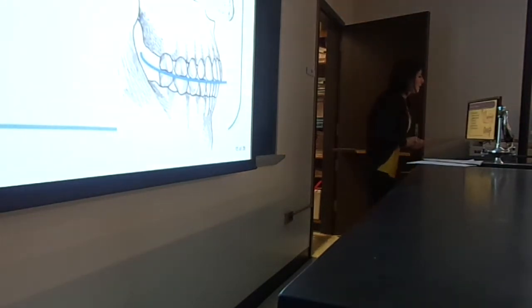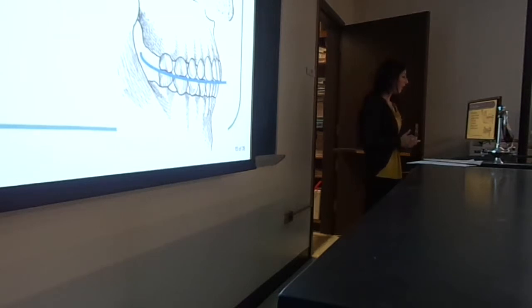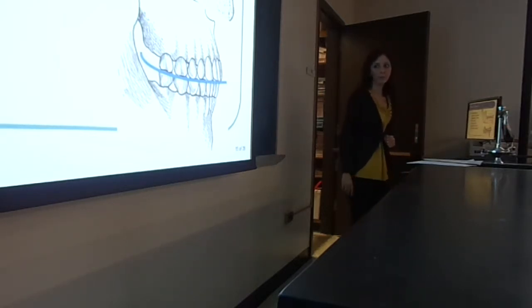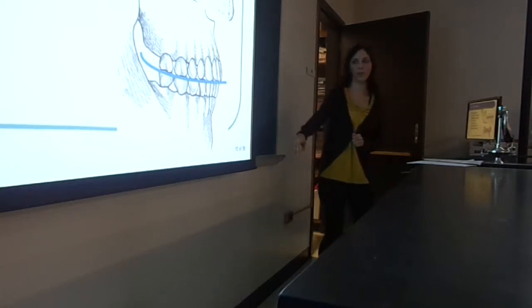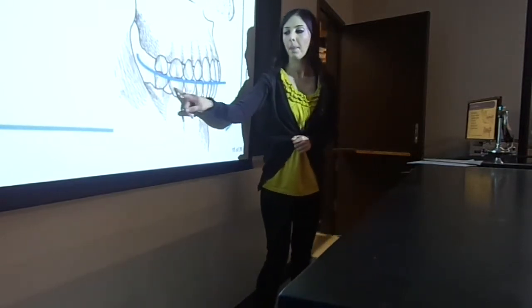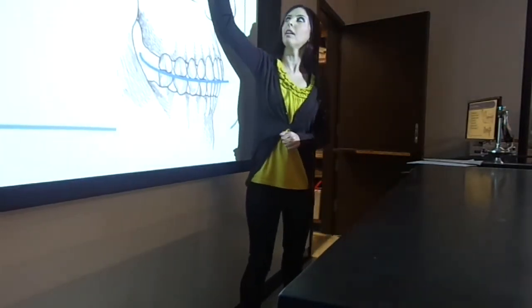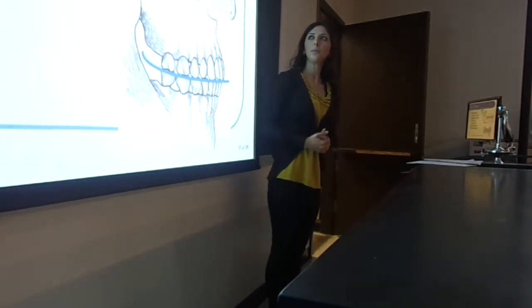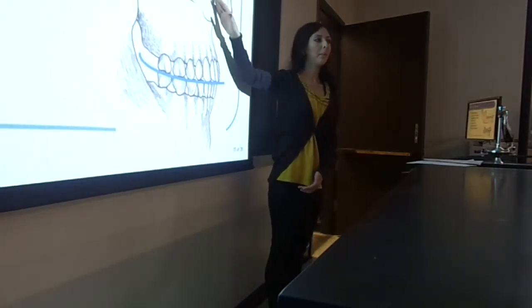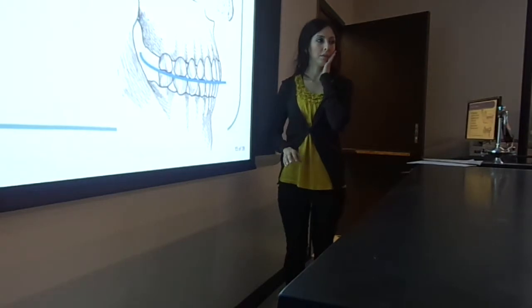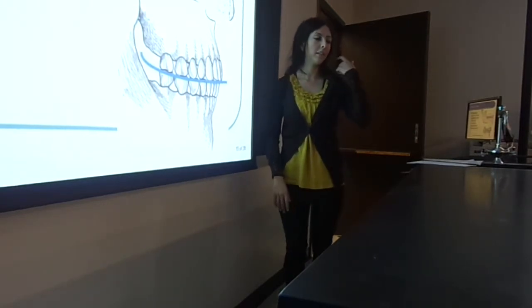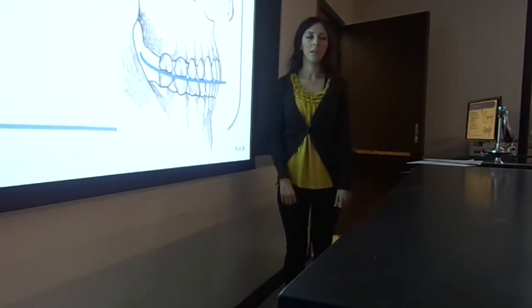Now, the curve of Spee. It's the anterior to posterior curved alignment of the teeth when viewing the posterior teeth from the buccal. So it's this curve. That's the curve of Spee. So you're looking at it from the buccal, so at the side view from the cheek. If you were to retract the cheek, this is what it would look like.